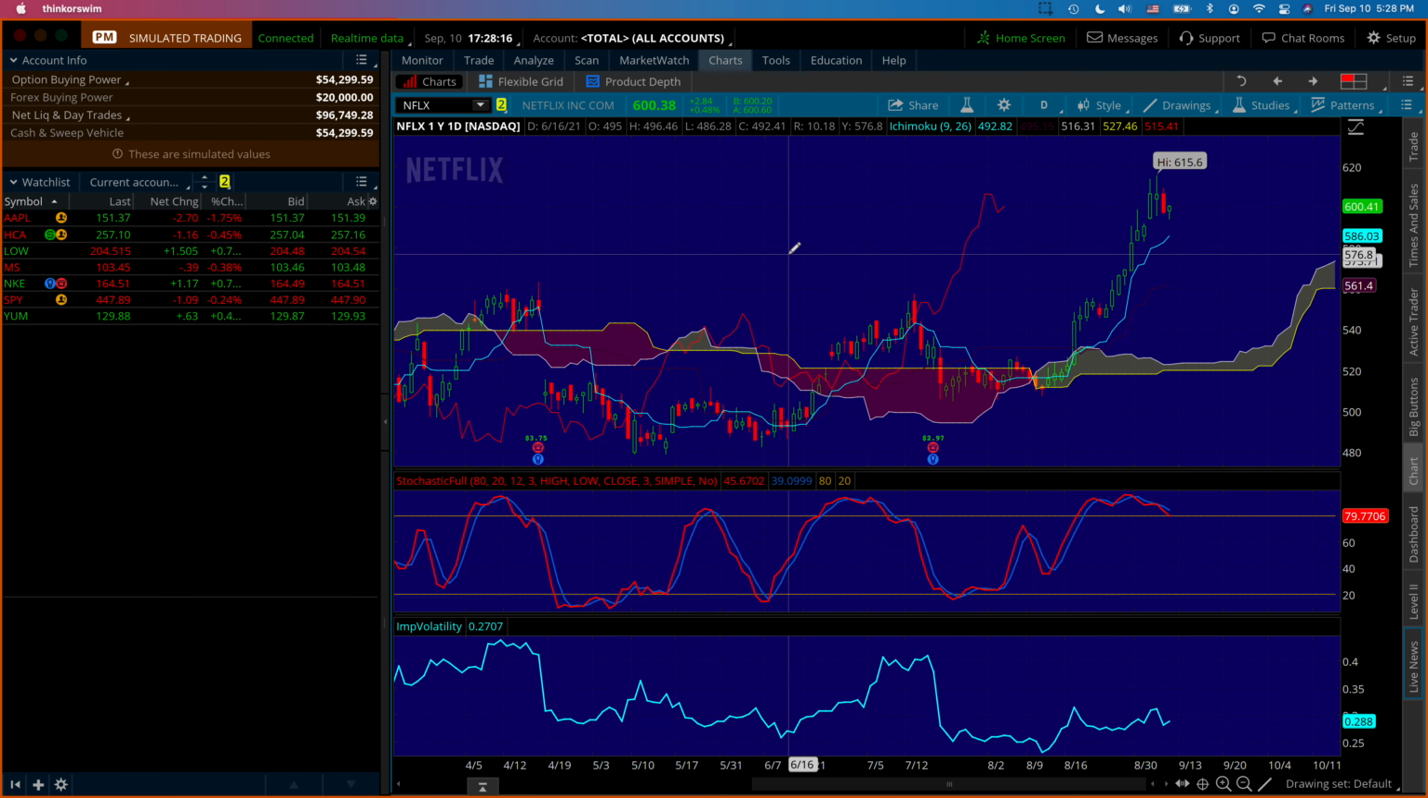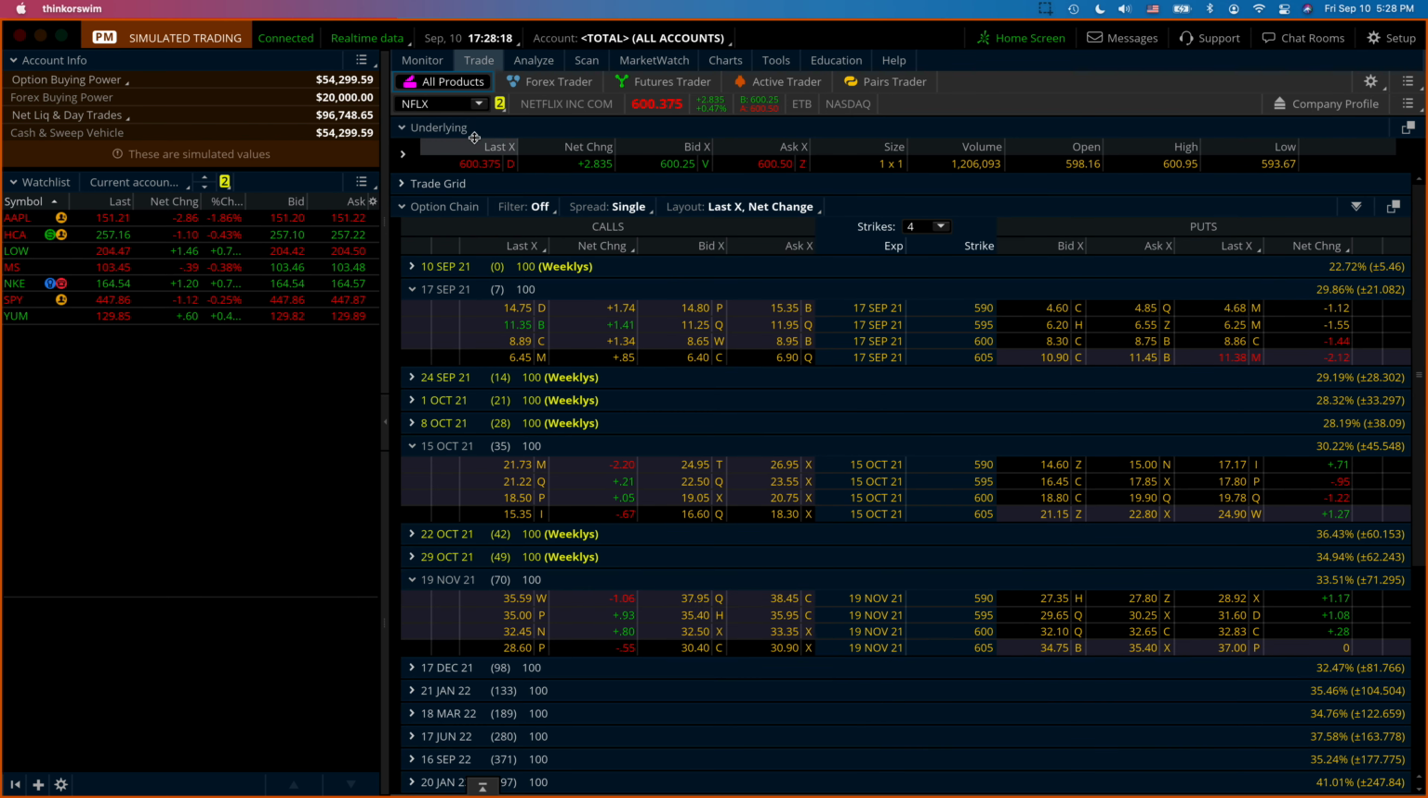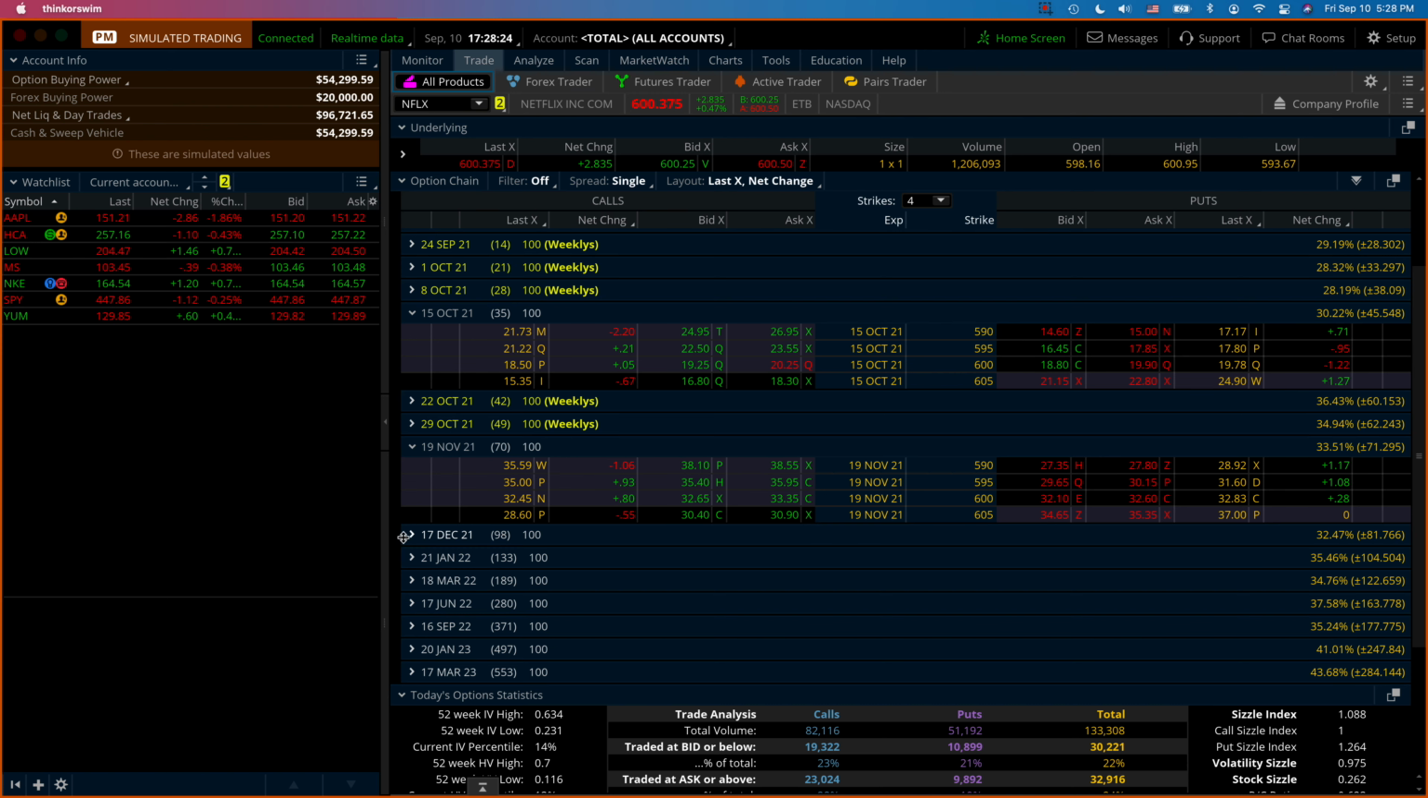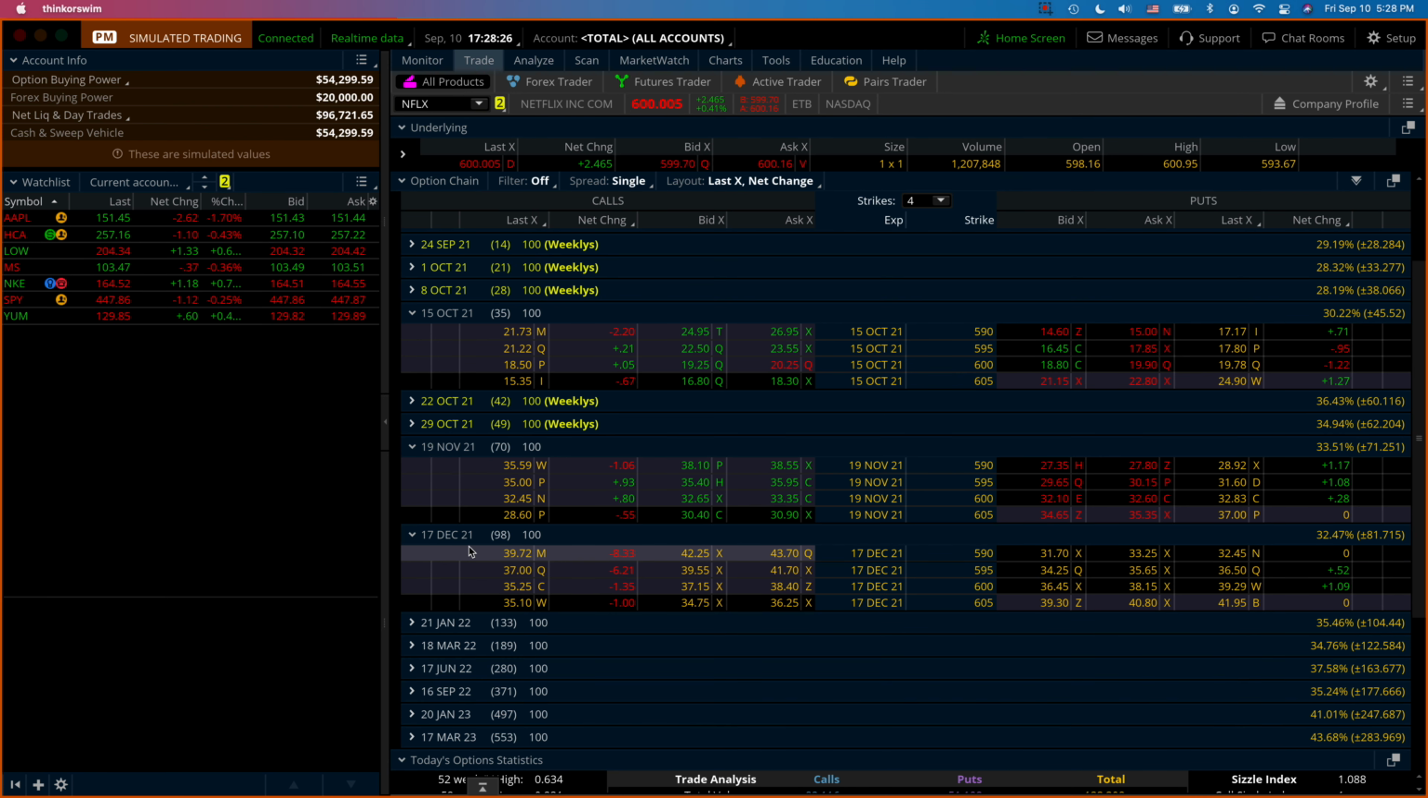So let's go to the trade tab, and what would we select? Well, we need to go for the back month, more than 90 days. So we could pick September the 17th here, and you can press the control key and then click on the call options that you want to trade, something very close to the money. The stock is trading at 600, so we have a 600.